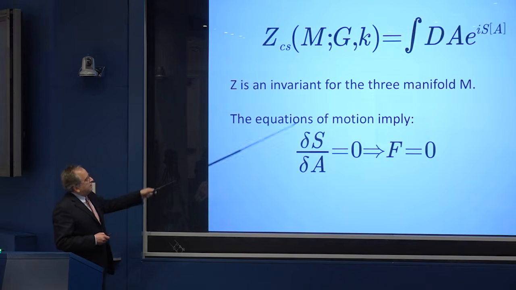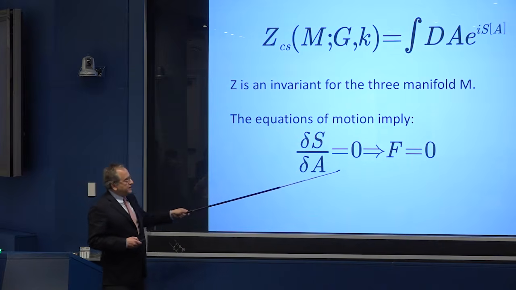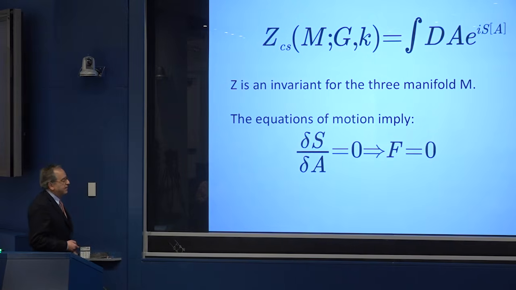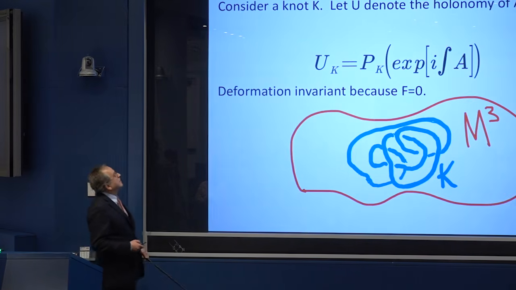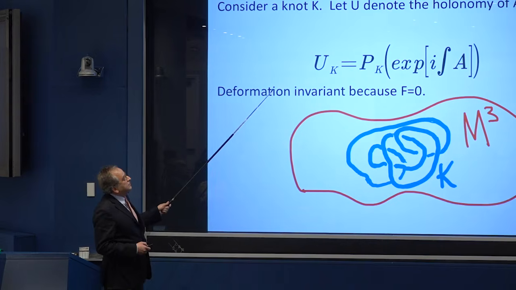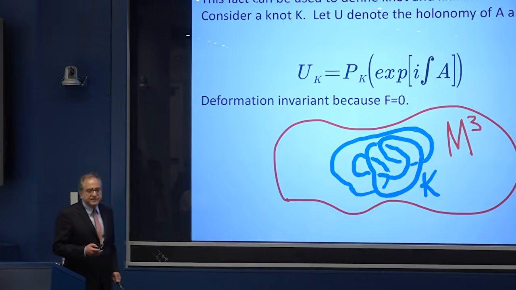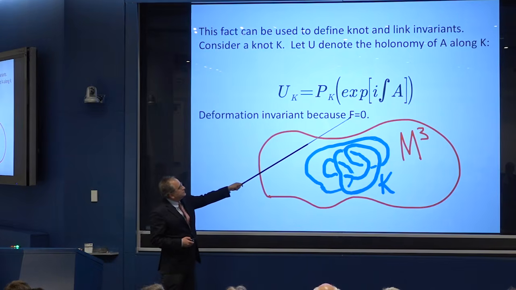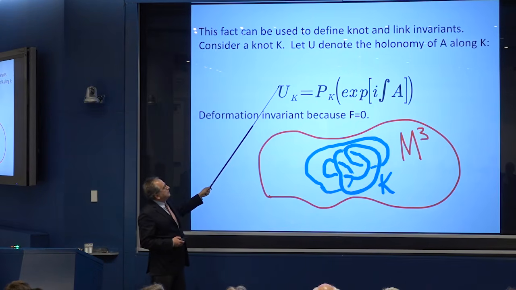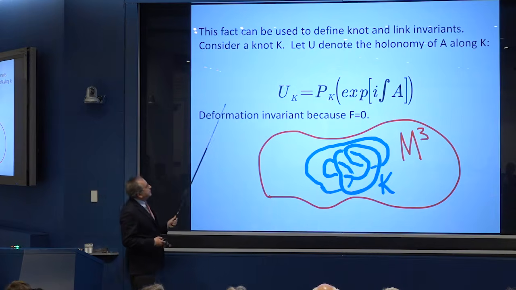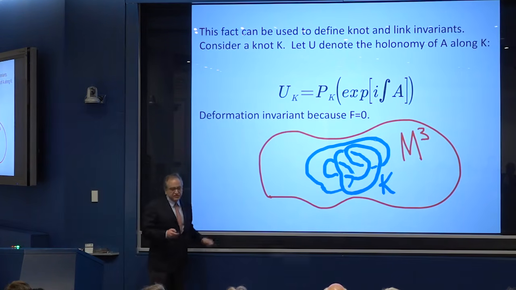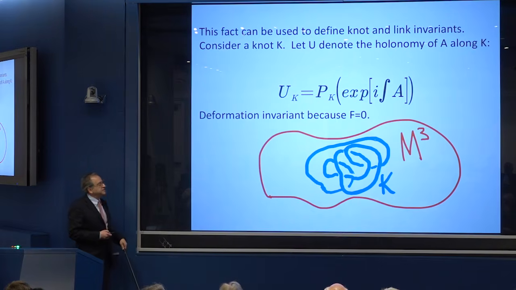The equation of motion of the action, if you vary this with respect to A, gives you F is 0. So this is flat. The classical solutions to the Chern-Simons action are flat connections. And this fact can be used to define knot and link invariants. That's the basic input. So if you define the holonomy around some loop given by a connection, if you move the knot around, since it's flat, this object can only change in its own class. The character of it doesn't change.